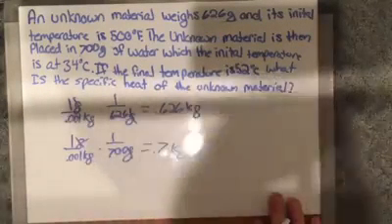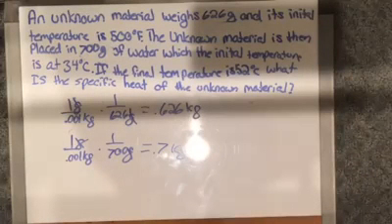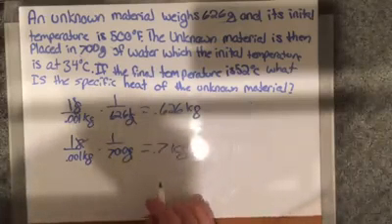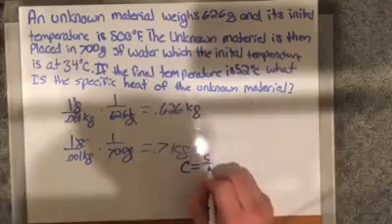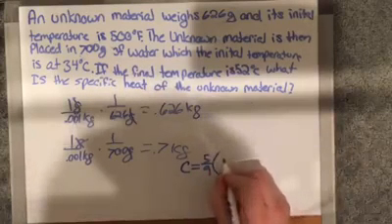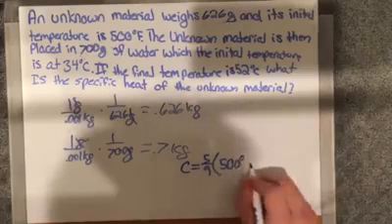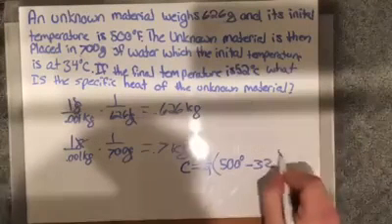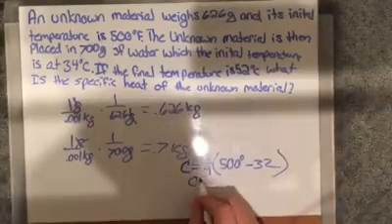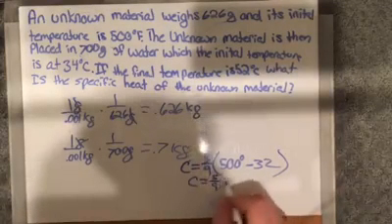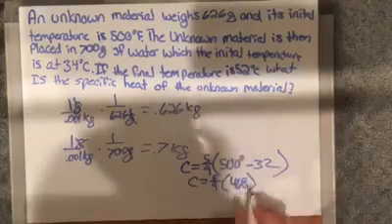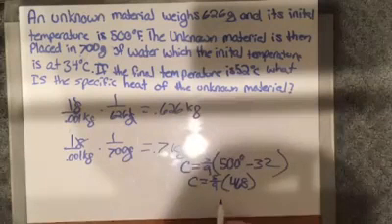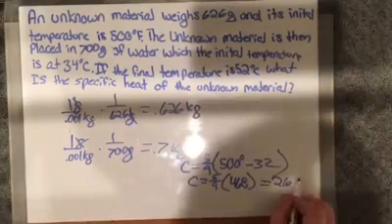Now that we have converted our grams to kilograms, we can take the degrees Fahrenheit and change that to Celsius. So for that, we're going to use our C equals 5 over 9 times 500 degrees minus 32. Simplified, we will have C equals 5 over 9 times 468. 5 over 9 times 468 equals 260.